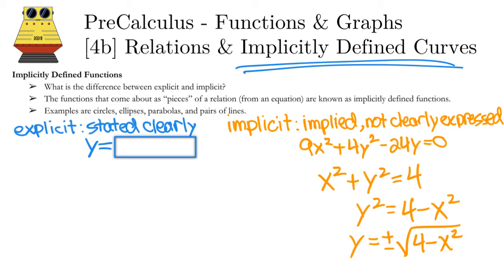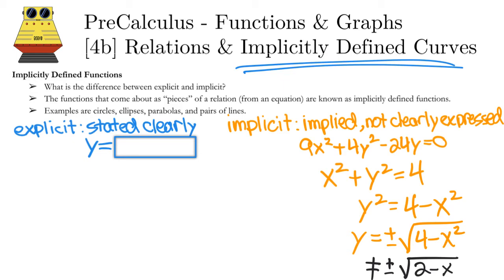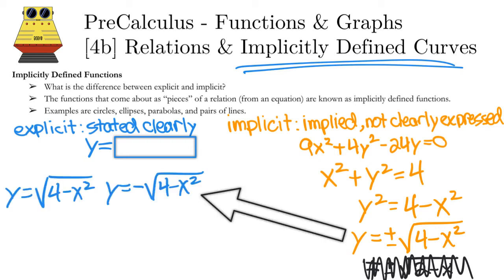Some students are tempted to take the square root of 4 and x squared because they're both perfect squares, but that's not allowed. If 4 and x squared were being multiplied, we can totally do that. But because it's a subtraction, or if it was an addition, then we can't do that. So we have two explicitly defined equations. y equals positive square root of 4 minus x squared, and y equals negative square root of 4 minus x squared. The positive equation is the top half of the circle, and the negative equation is the bottom half of the circle.